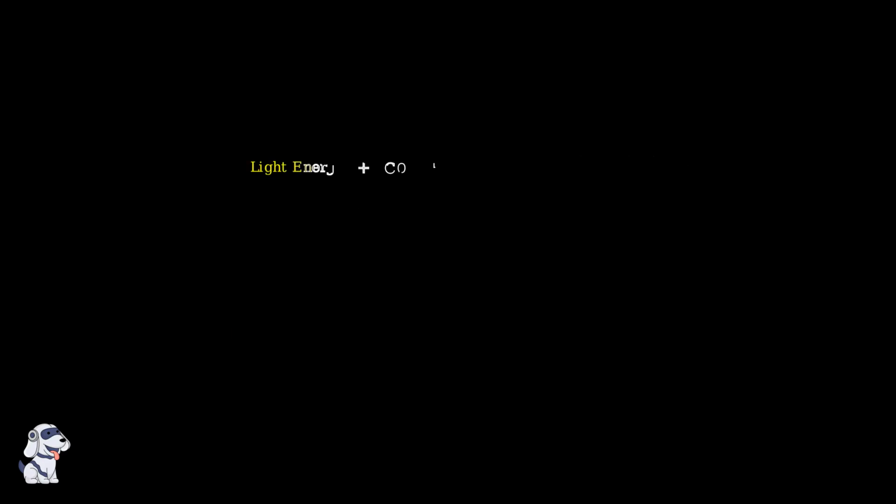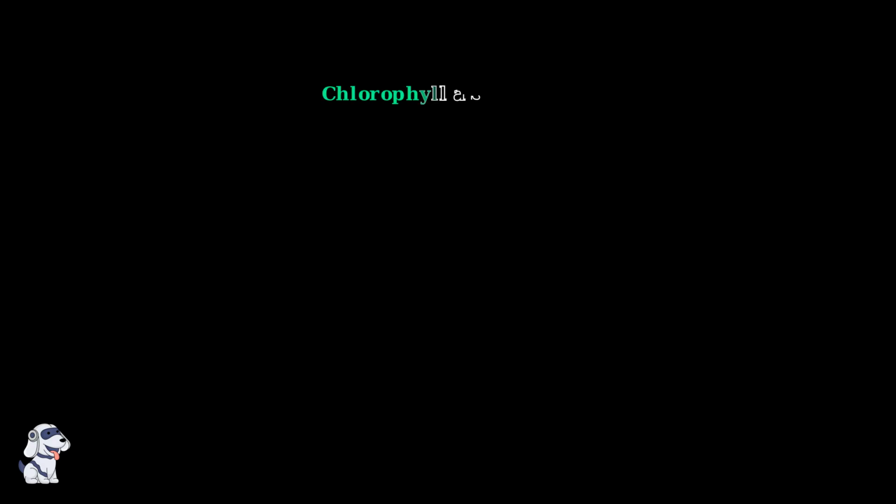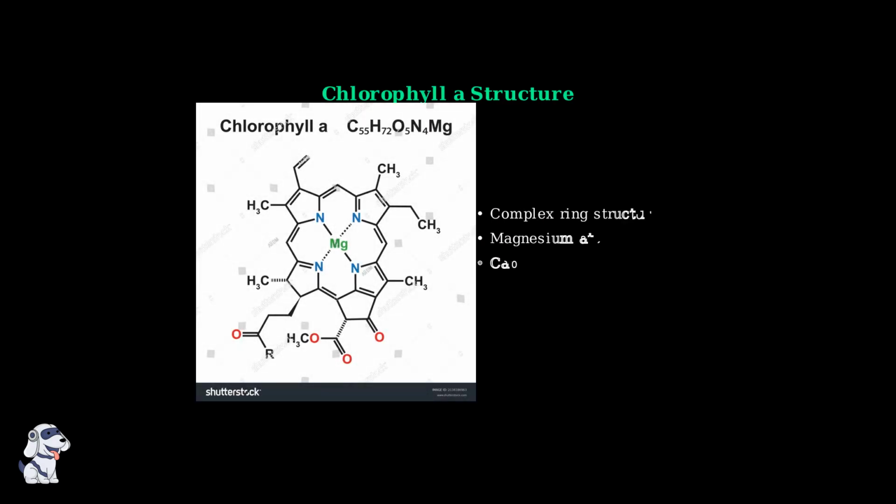Inside these chloroplasts, the amazing process of photosynthesis occurs. Light energy, carbon dioxide, and water are converted into glucose and oxygen, providing energy for the entire algal cell. The key to photosynthesis lies in special pigments called chlorophylls. Chlorophyll A, shown here, has a complex ring structure with a magnesium atom at its center. This structure allows it to capture light energy efficiently.